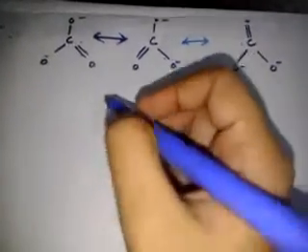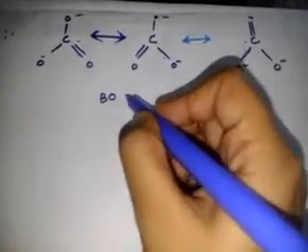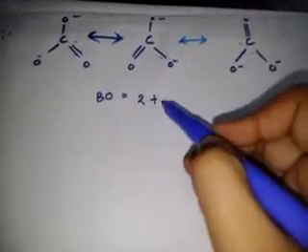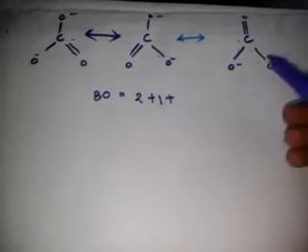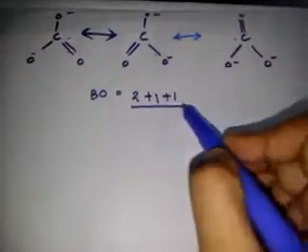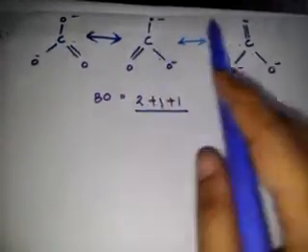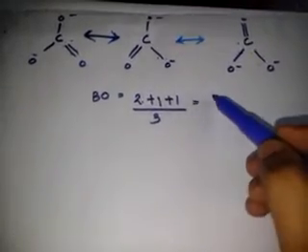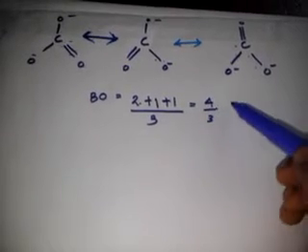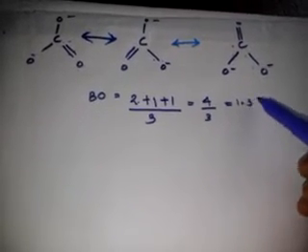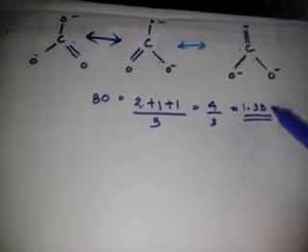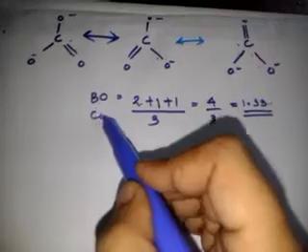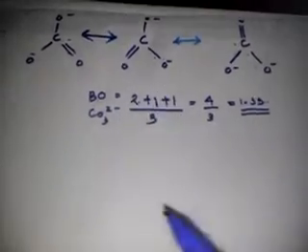So the bond order is equal to 2 plus 1 plus 1 divided by the total number of resonance structures, which is 3. 2 plus 1, 3 plus 1, 4, which is equal to 4 by 3, which is equal to 1.33. 1.33 is the bond order of CO3 2-.